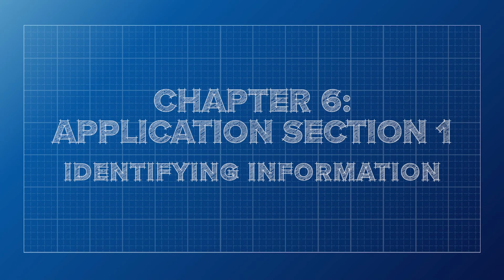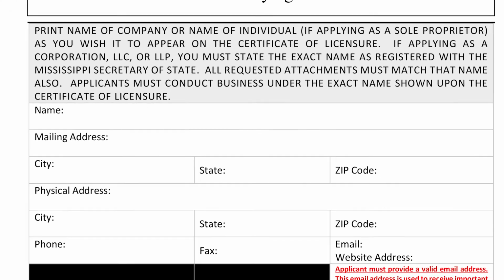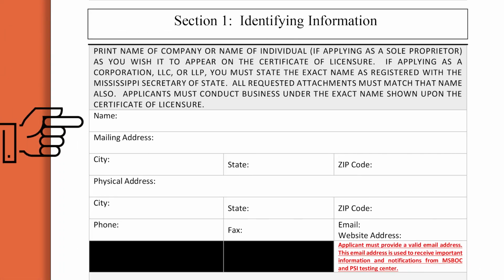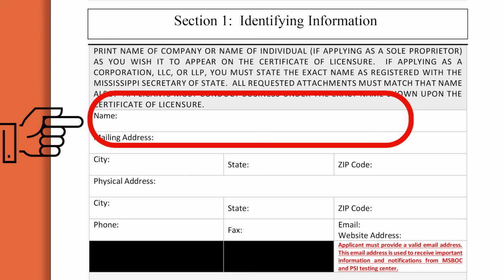Section 1 covers identifying information. You must conduct business under the exact name as shown on the application. That is the name that will be printed on the certificate of licensure. So please, make sure you list the correct name on the application. Conducting business under any other name is equivalent to unlicensed construction and may subject you to a penalty.